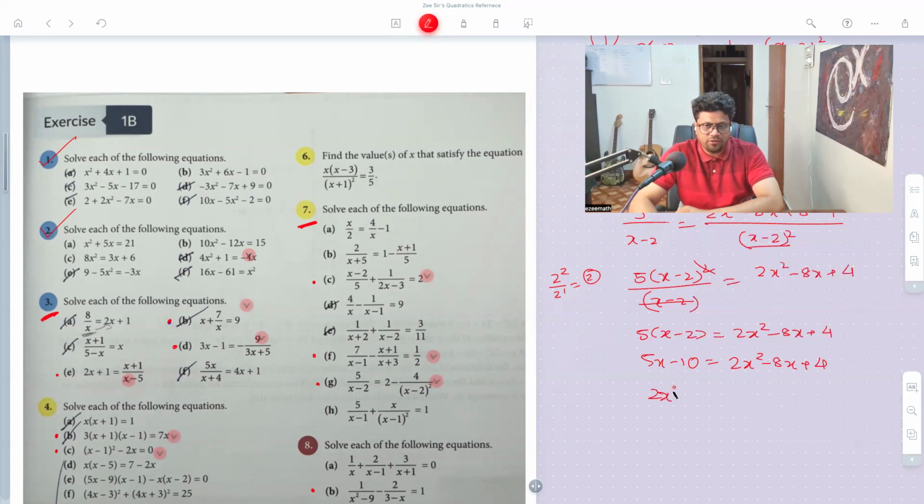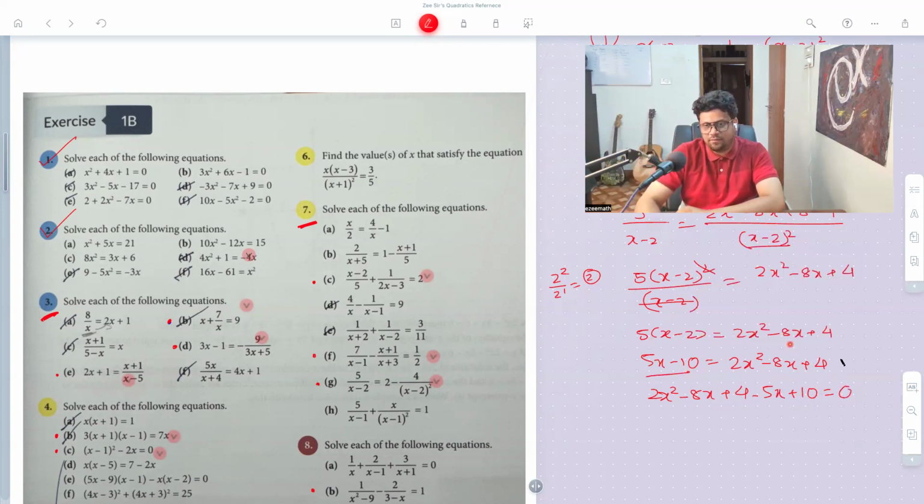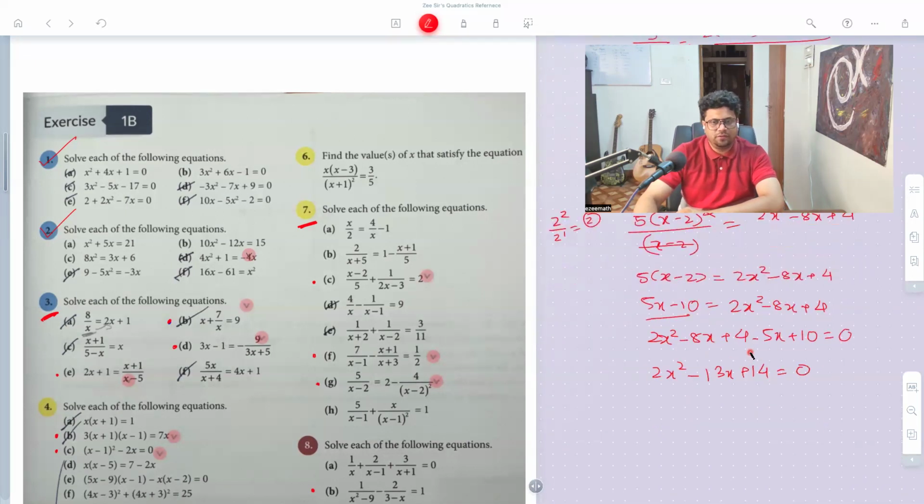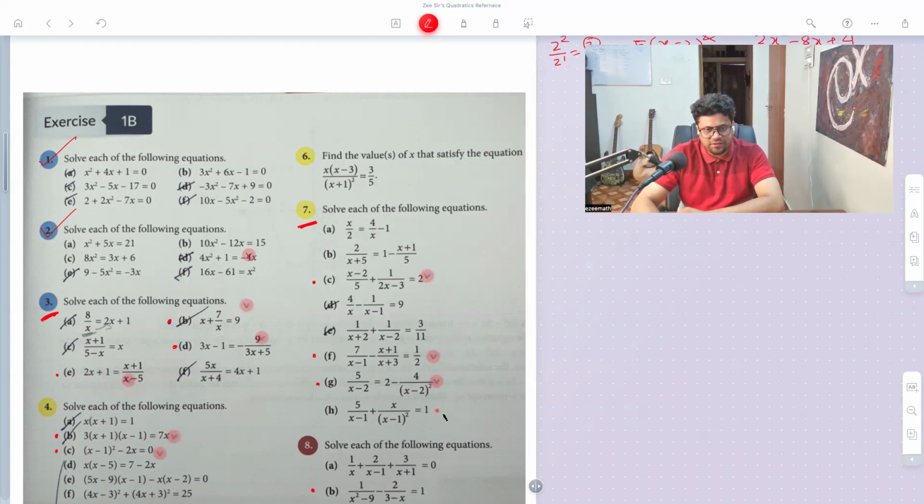And you're going to remain with 2x² − 8x + 4 − 5x + 10. I'm taking everything to the right now, so this whole set moved to the right. You're going to end up with 14 equals 0. There it is. Again, a quadratic you can solve. That was 7 part G. Now let's do 7 part H also.